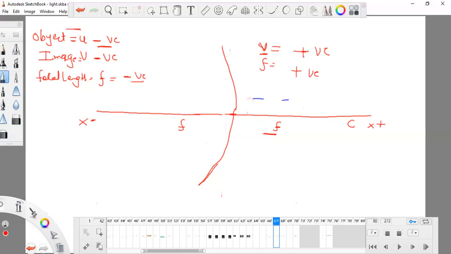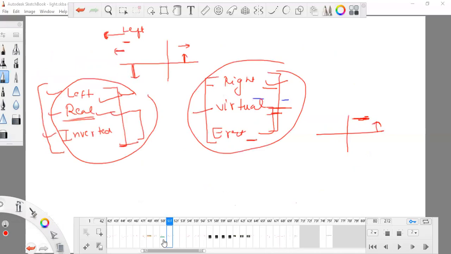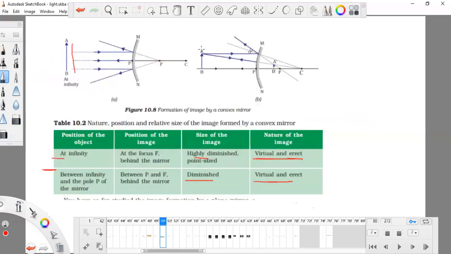You have studied so many types of mirrors. You can see in this convex mirror also, the object is always present at this side. If I consider this as my boundary, behind the mirror or on the mirror, the object is always placed here. That's why the object is u. Remember, u will always be negative.